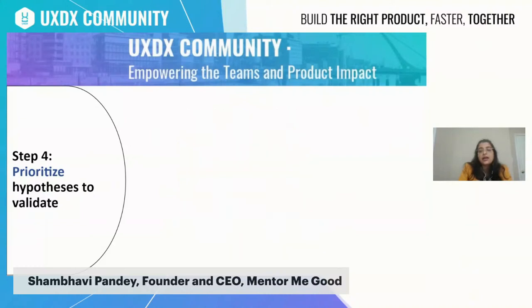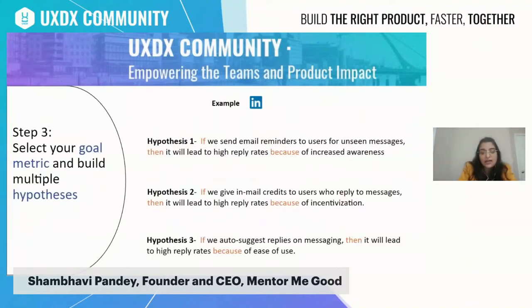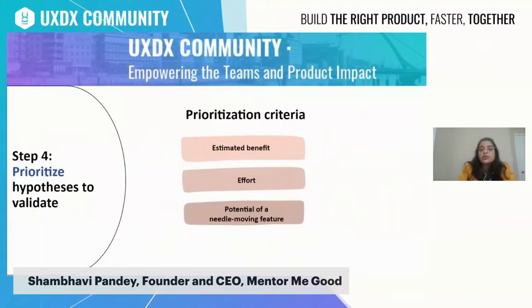So, for example, if you look at our hypothesis from the previous slide, if we send email reminders to users for unseen messages, it may help us, but we may have data from our previous emails, like click rate and open rate, and with all that data, we can see that maybe the estimated benefit is not that high. We can also work with our engineering team to figure out what the effort is. Similarly, we can do it for all these hypotheses. But when you are trying to evaluate whether the feature has the potential of being a needle moving feature, you go back to the attributes of a needle moving feature.